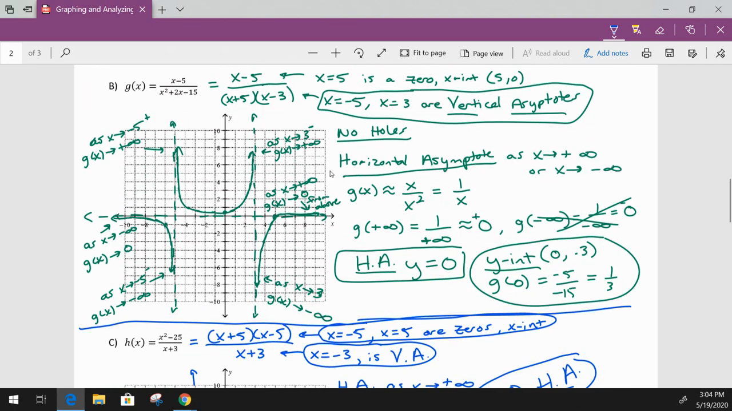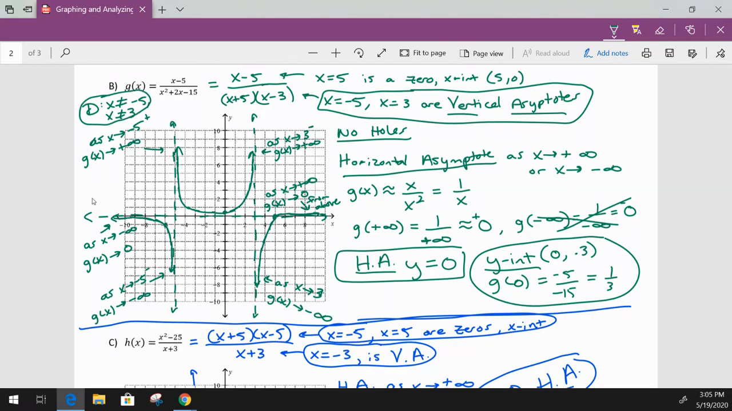I think I forgot to do domain and range. Going back to example B, your domain basically is all the x values except for your undefined values, which will be negative 5 and 3. So you will not have any points that have an x value of negative 5 or positive 3. So I'm just going to tuck that up here. Domain would be x not equal to negative 5 and x not equal to 3.